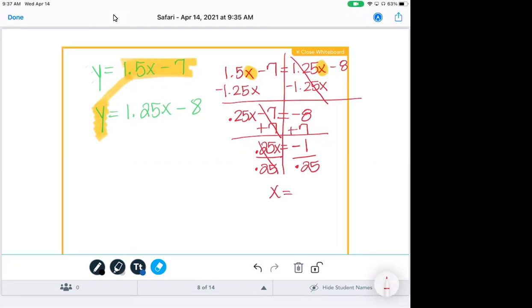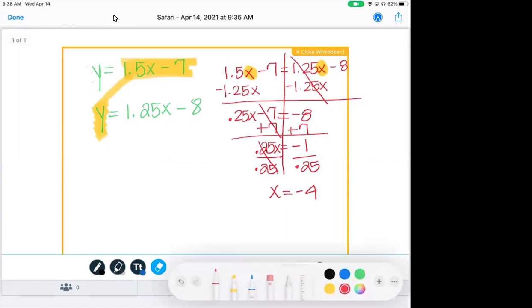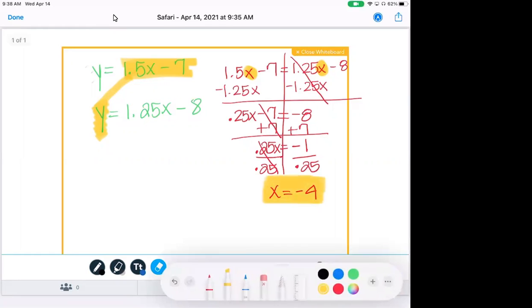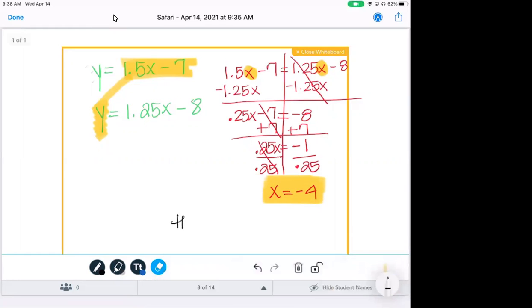All right, now I have -1 divided by 0.25. Okay, -1 divided by 0.25, and I will get -4. Now, it is impossible to sell -4 cups, right? It is impossible to sell -4 cups. But this is the answer that we get when we solve for x. So at this point, I would say they won't make the same amount.